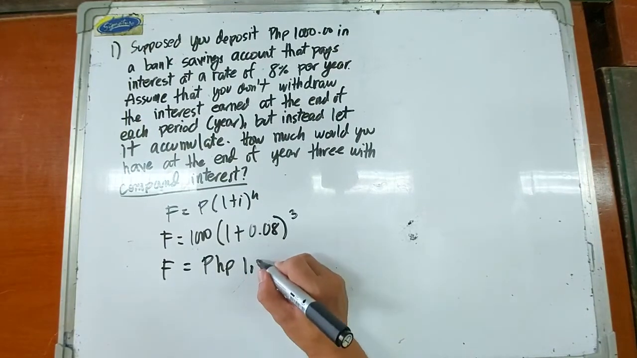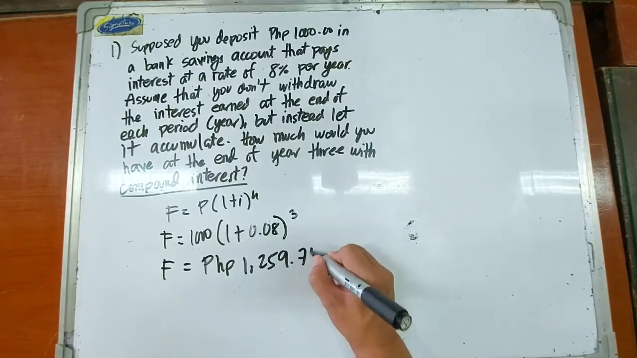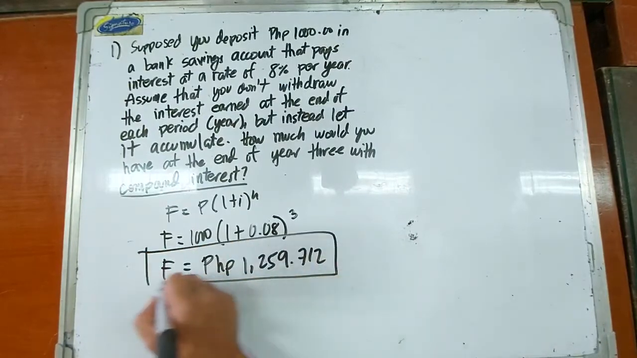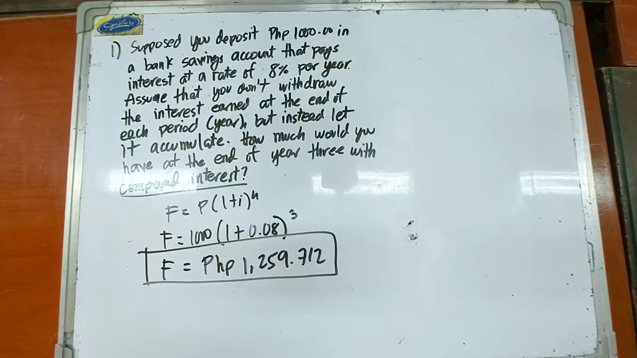So the future worth is 1,259.712. So that's the future worth. Kaya ito compare natin dun sa may simple interest. 1,240 lang sa simple interest. Ito 1,259. Mas malaki kapag compounded interest. Okay, so yan, number 1.